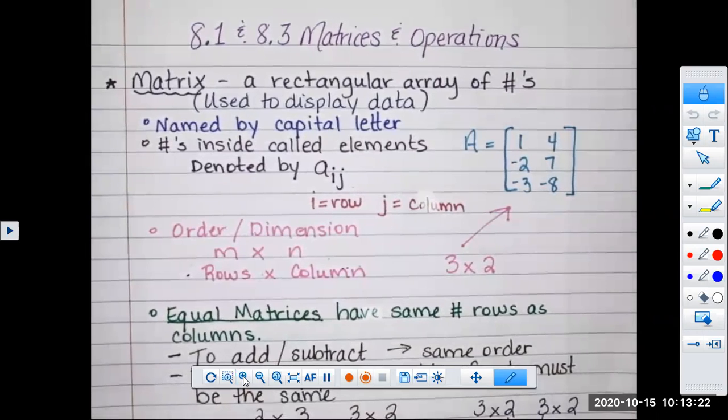Okay, do y'all remember anything about matrices from last year in Algebra 2? No, not really. Yeah, it's been a while.